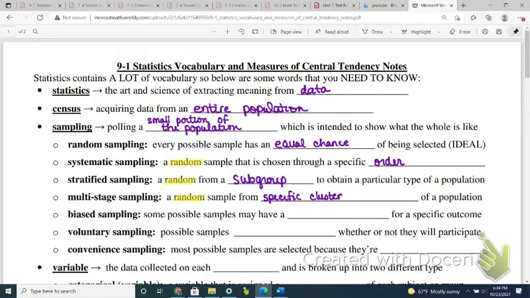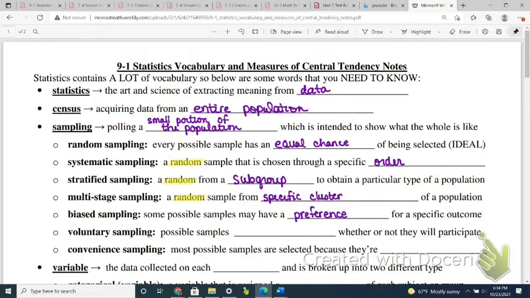and then go from there to see what they think about it. So now we are on to the sampling that we absolutely do not want to do unless we have to. Bias sampling is something that we never have to do and we never want to do it. It is when some possible samples may have a preference for a specific outcome. So I'm going to ask a group of people that I know agree with me, and therefore, when I look at my survey results, it's going to tend to go one way instead of having a completely random sample. So we never want to do bias sampling.